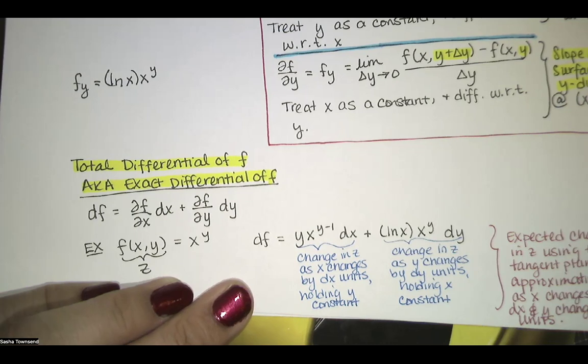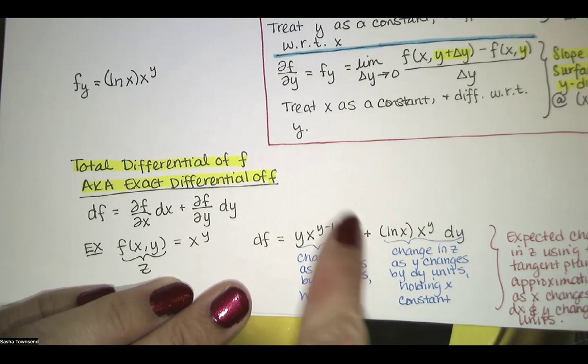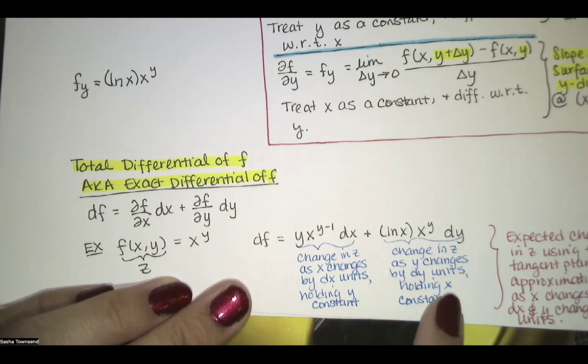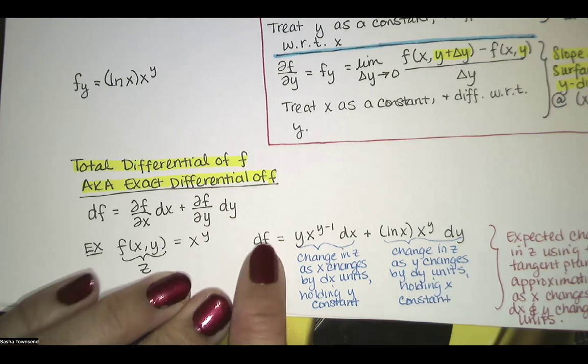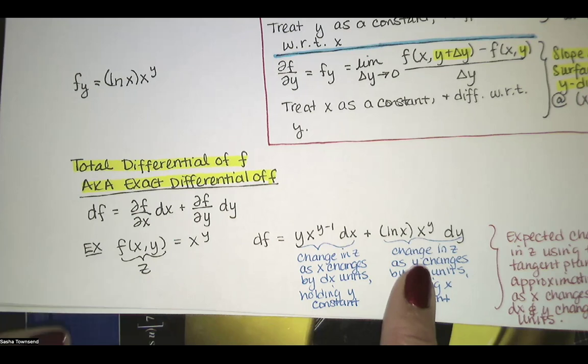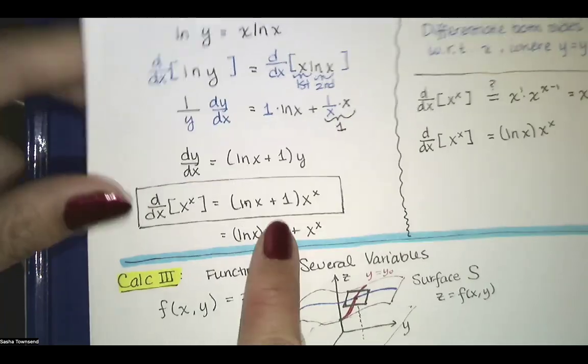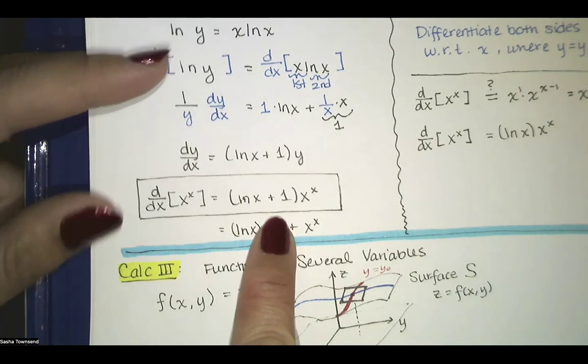We say, but what if I'm not holding one of them constant? Well, basically you get the change in z due to changes in x, and then you add the change in z due to changes in y, and then you get the total change in z. And so that is the total differential. It's really close to what we did up here, right? But it's not exactly the same thing.